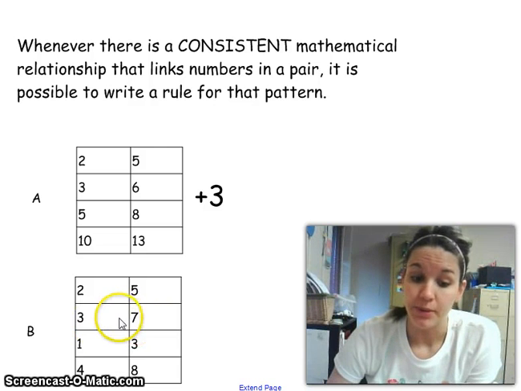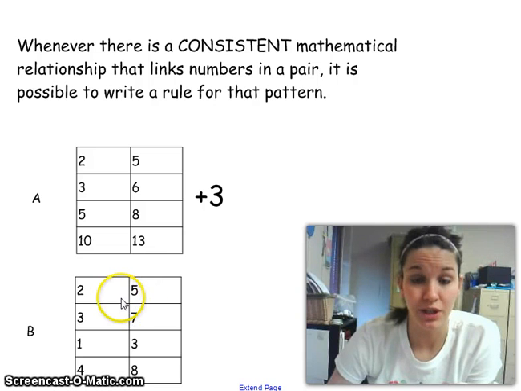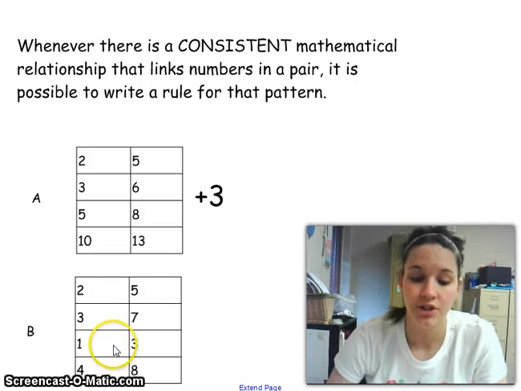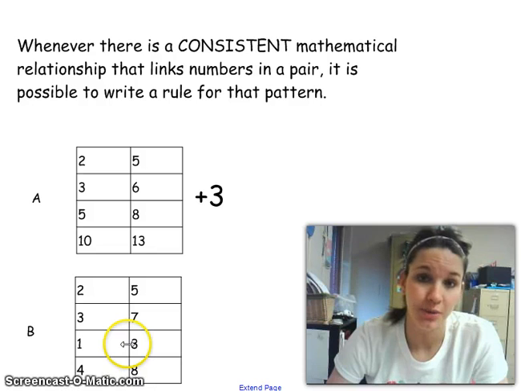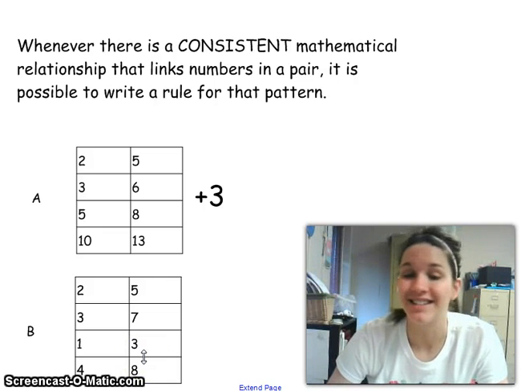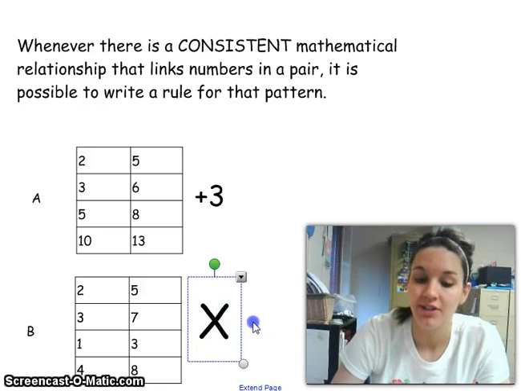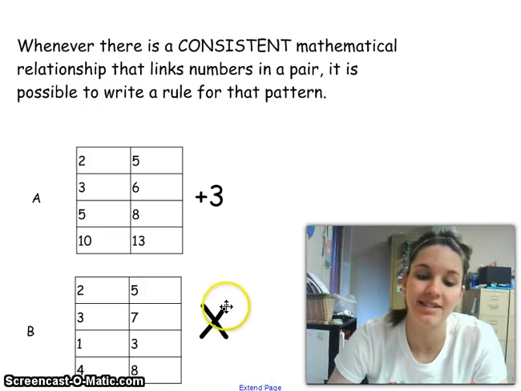Well, I noticed that 3 plus 4 is 7, whereas my first one was plus 3. In this third one, I go from 1 to 3, that's only plus 2. 4 to 8 is plus 4. So I had 2 plus 4s, a plus 3 and a plus 2. I don't have a consistent mathematical relationship here that links these numbers. So for this, I can say that there isn't a rule that I could write that would make a consistent pattern here.